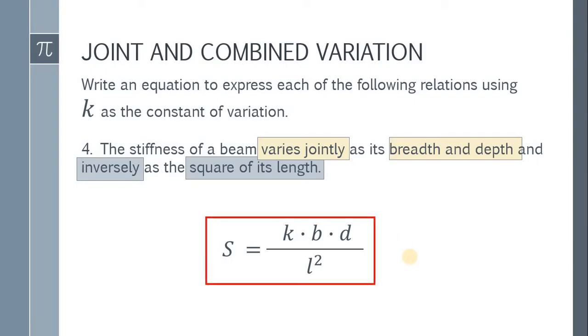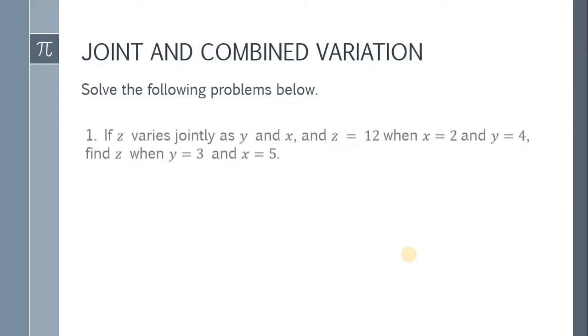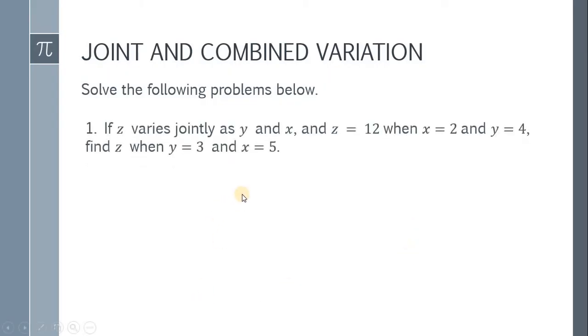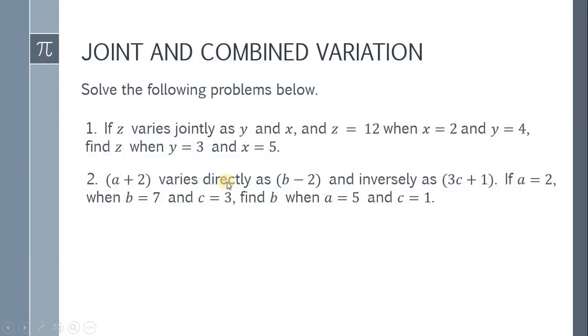Now, let's try to answer some word problems involving joint and combined variation. So, let's start. So, solve the following problems below. Number 1. If z varies jointly as y and x, and z is equal to 12 when x equals to 2 and y is equal to 4, find z when y is equal to 3 and x is equal to 5. Number 2. A plus 2 varies directly as b minus 2 and inversely as 3c plus 1. If a is equal to 2 when b is equal to 7 and c is equal to 3, find b when a is equal to 5 and c is equal to 1.